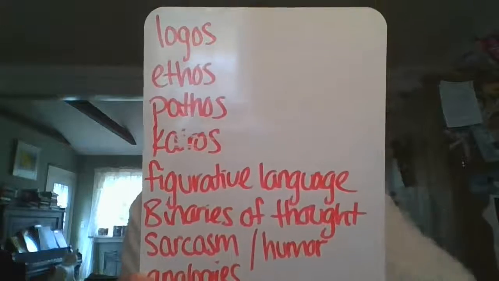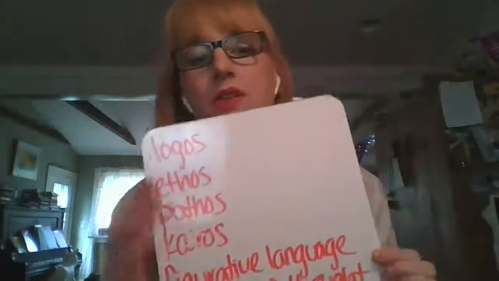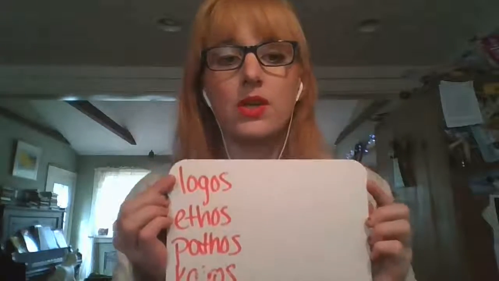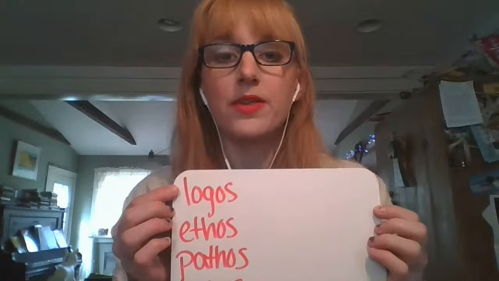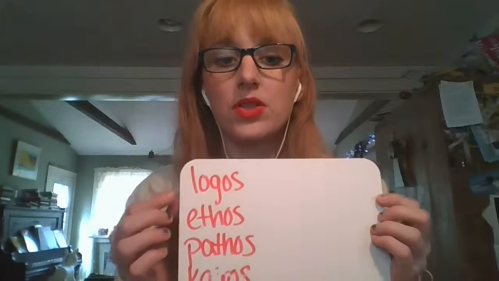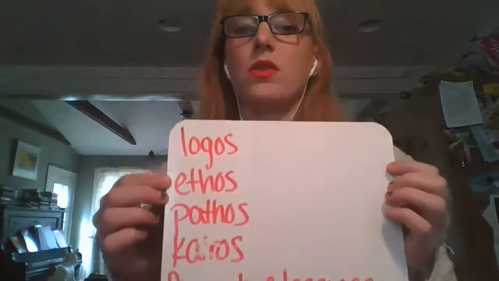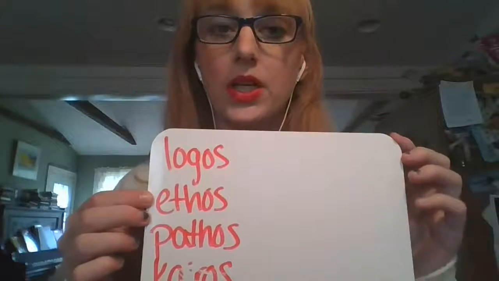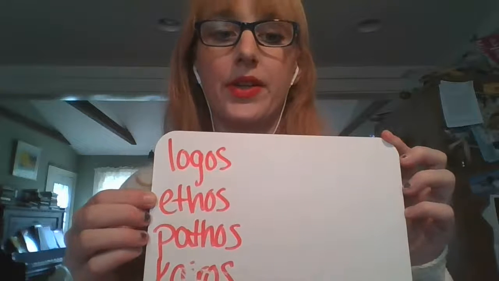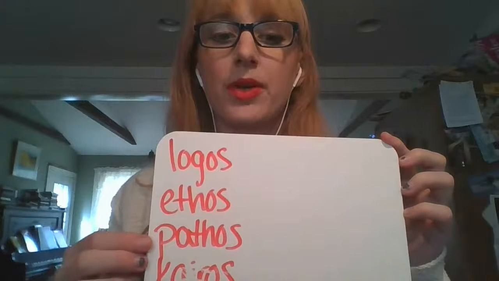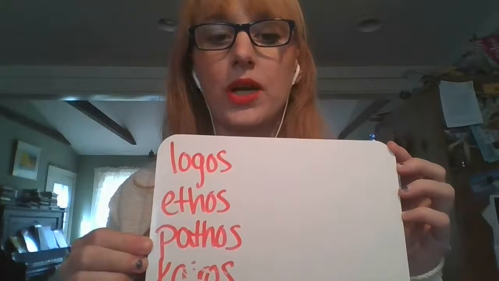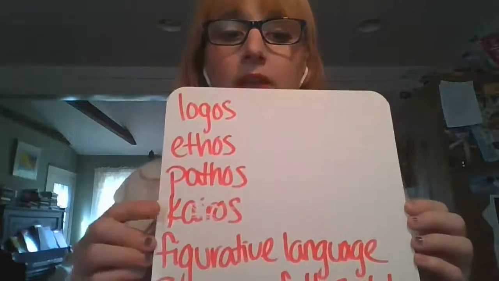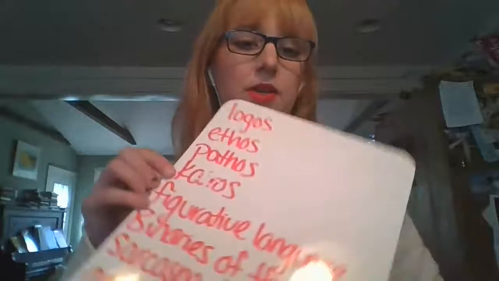Remember, you have logos, ethos, pathos. Logos is going to be using common sense, facts, and statistics. Definitely going to be using evidence and research. Ethos is using your credibility, character, authority, morality to build your argument. Pathos is the emotion one, appeal to audience emotion. And then kairos, whoops, that got a little messed up there.